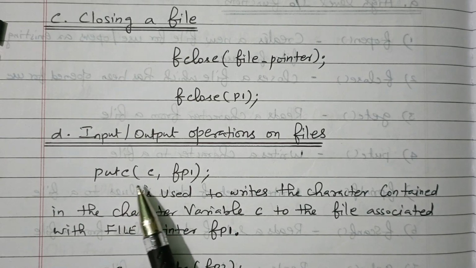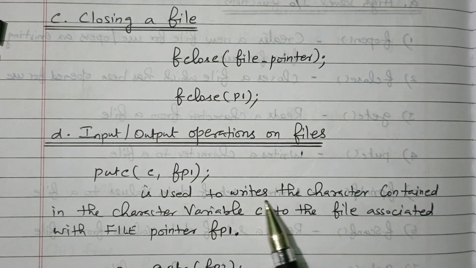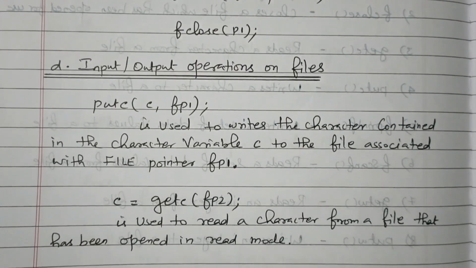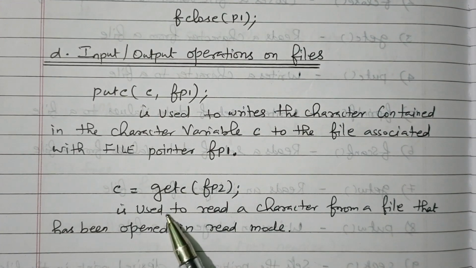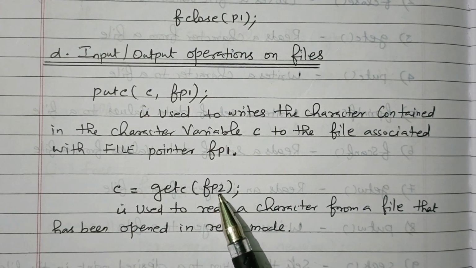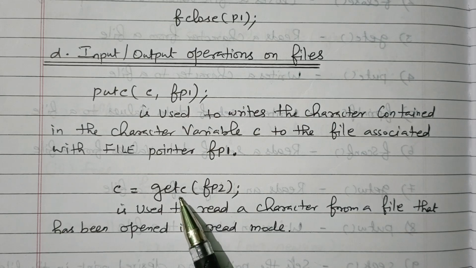putc(c, file pointer). It is used to write the character contained in the character variable c to the file associated with file pointer p1. So it will write the characters to the file. Similarly, getc is available. It is used to read a character from a file that has been opened in read mode, right? This refers to the file pointer; getc means read the character, putc means write the character.